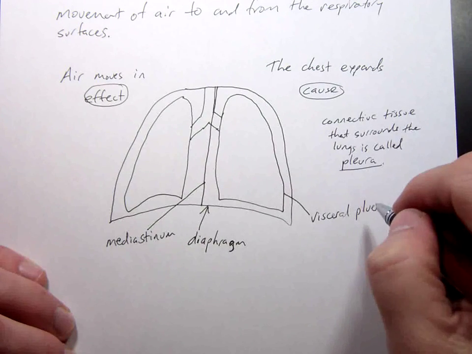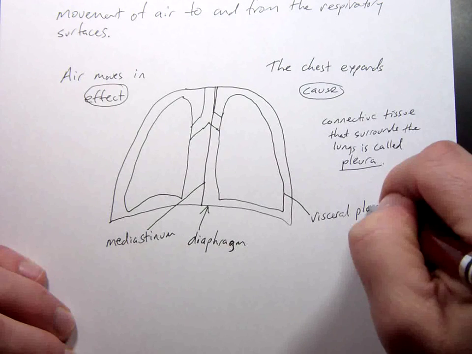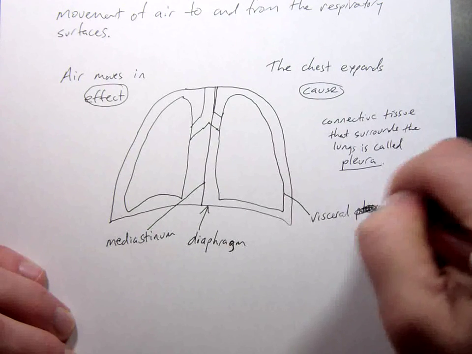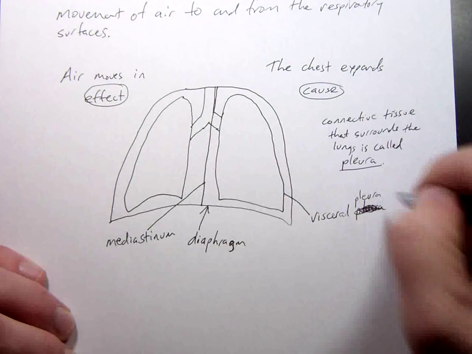Oh, I think I misspelled that. It was supposed to be EU. I'm going to start over. P-L-E-U-R-A. Visceral pleura.